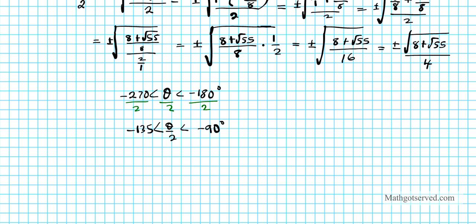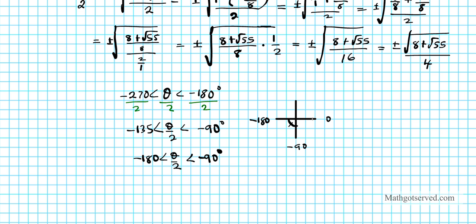Okay? And we know for a certainty that negative 135 is bigger than negative 180, right? So we're guaranteed that theta over 2 is going to be greater than negative 180, and theta over 2 is going to be less than negative 90. All right? So what quadrant is this going to be? Let's draw our coordinate system. And then we have 0, negative 90, and negative 180. So we are in quadrant number 3.